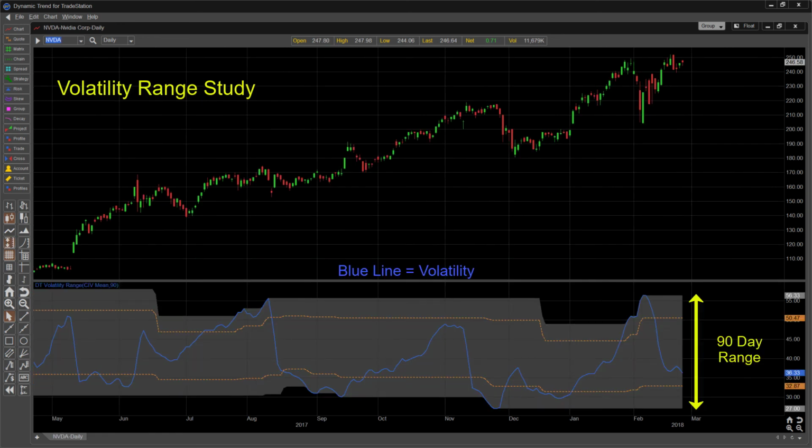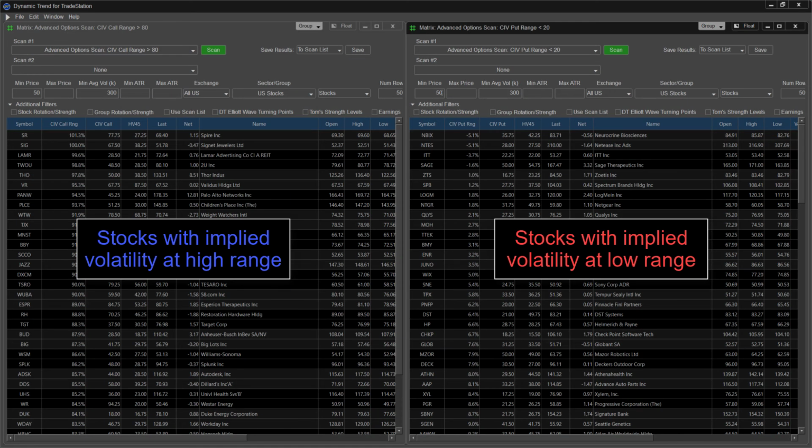When volatility is at extreme range levels, there seems to be a tendency to revert to the mean. Volatility at the high range means higher option premiums, which are candidates for credit strategies. The real-time matrix scanner can return stocks with volatilities at high or low range.